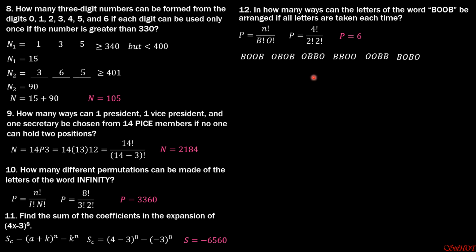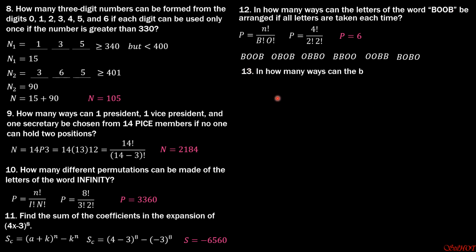So these are the 6 different arrangements to show that there are really 6 different arrangements when we arrange the word boob, taking all the letters each time. So there are 6 different ways.